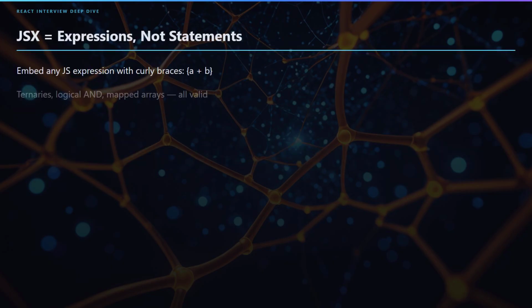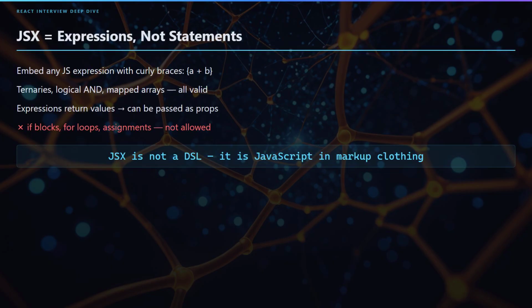The key insight: JSX is an expression, not an instruction. You can embed JavaScript expressions inside JSX using curly braces, ternaries, logical operators, mapped arrays. These expressions return values and can even be passed as props. JSX is not a domain-specific language. It is just JavaScript in markup clothing.